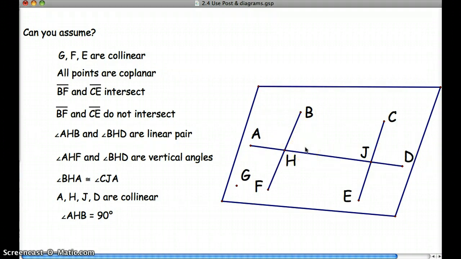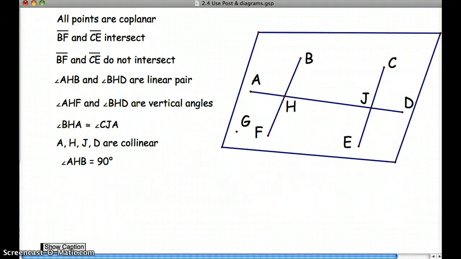Okay. Can you assume that BHA is congruent to CJA? At this point, what you know with geometry, you cannot make that assumption. When we get into transversals and parallel lines, you will be able to determine if that is true or not. Okay. Can you assume that A, H, J, D are collinear? You absolutely can, because they're all on the same line. You can see that clearly. AD creates a line, they all are on that line. And then finally, can you assume that AHB is 90 degrees? No, you cannot. There is no right angle there to tell us that it's 90 degrees.